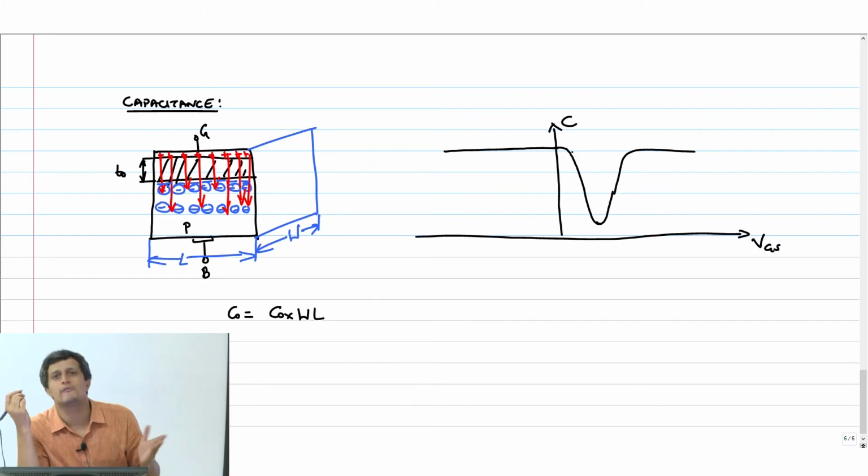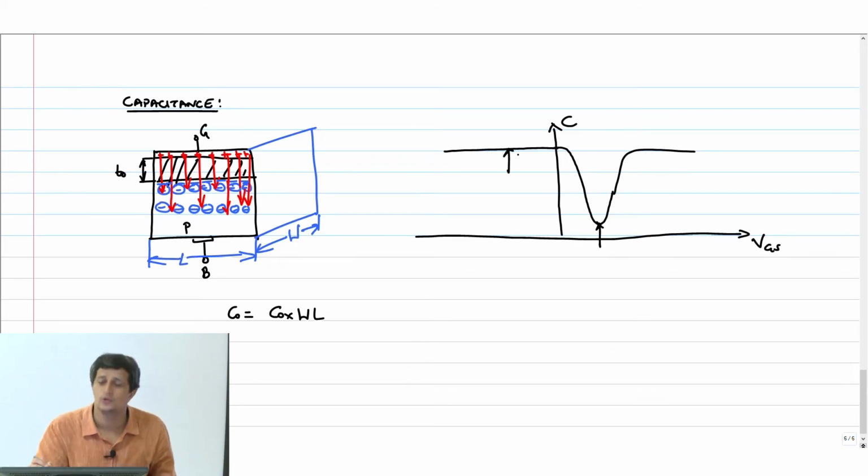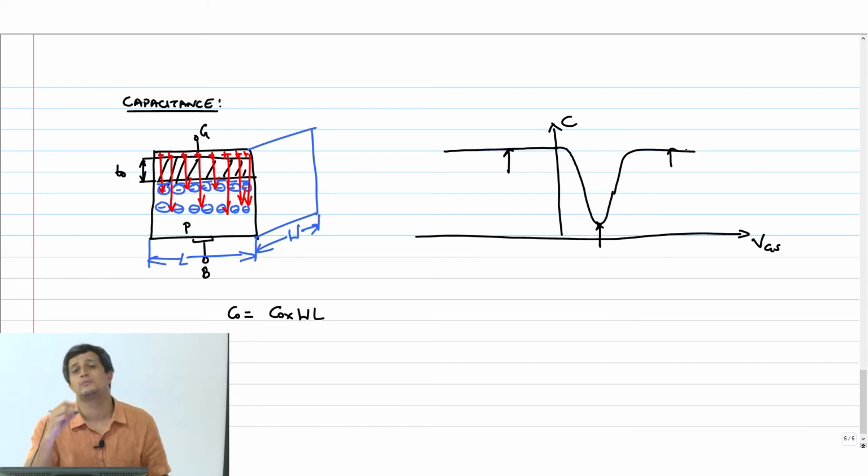Now, where are we going to operate this device, our transistor, and what capacitance should we worry about? Should we worry about this value? Should we worry about this value? Or should we worry about this value? So let us say that the device is in the linear region of operation, the transistor. Where is it on this picture? Right side, it has already got inverted.